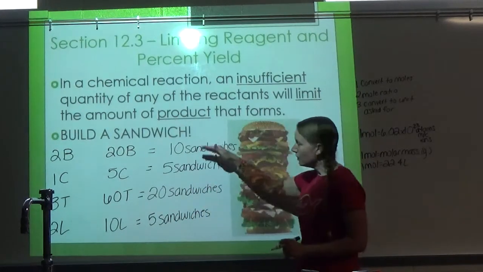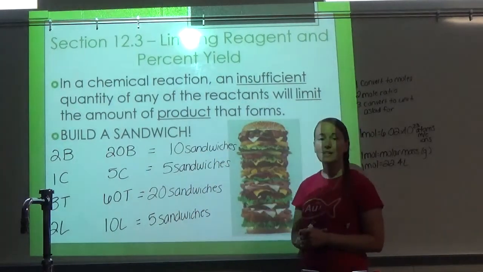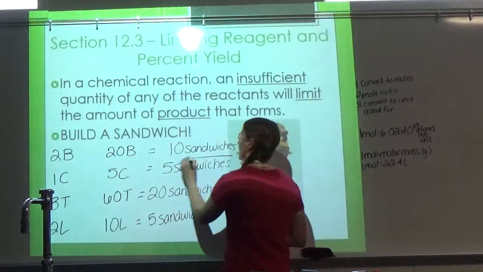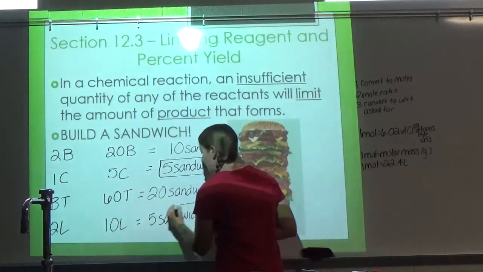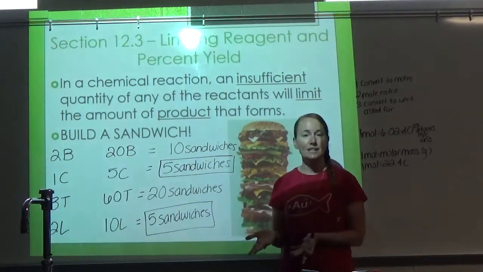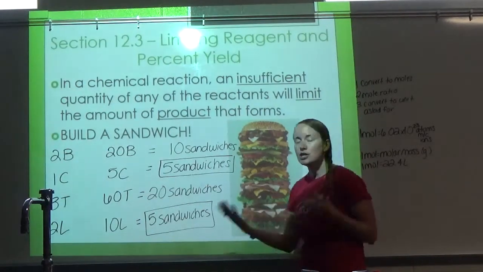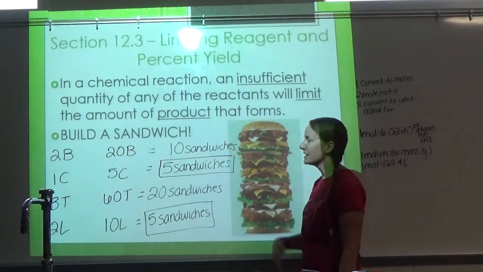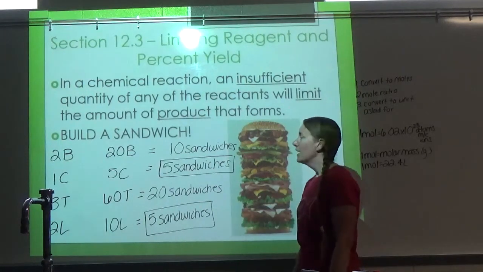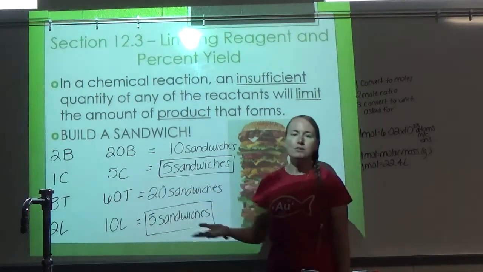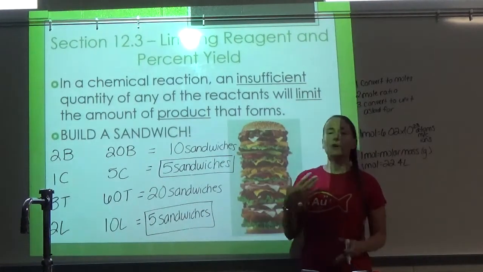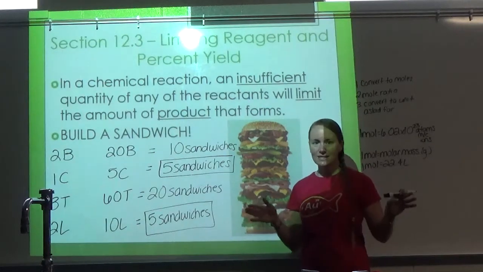So now that you know how many sandwiches all your ingredients could make, how many complete sandwiches are you going to end up with? You're going to end up with 5. Because what's going to happen is after 5 sandwiches, you're going to be out of cheese and lettuce. Now, when you're making a sandwich, could you obviously substitute ingredients? Like I could make a sandwich without cheese if I wanted to. Why would you? But you could. Or you could go and find something else to put on there. But in a reaction, you can't just substitute like that. Once something runs out, the reaction has to stop.